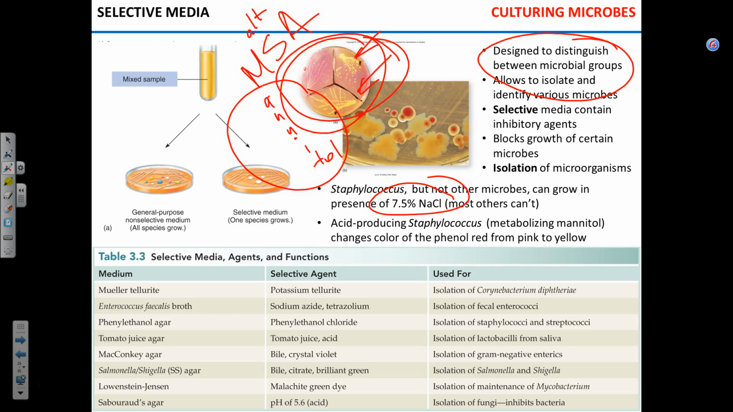Now here are some examples of selective media. I will highlight few of them that you may run into, or they represent a good example. For example, tomato juice agar. What is the pH of tomato juice? Some of you actually mentioned that in a quiz. 4. Okay, so it's acidic. pH 4 is really low. Not everything is going to grow at that pH. Most of the microbes won't be able to.